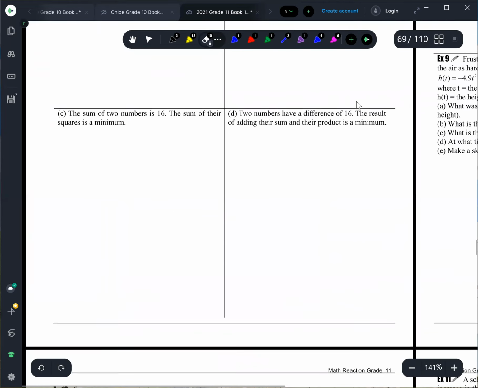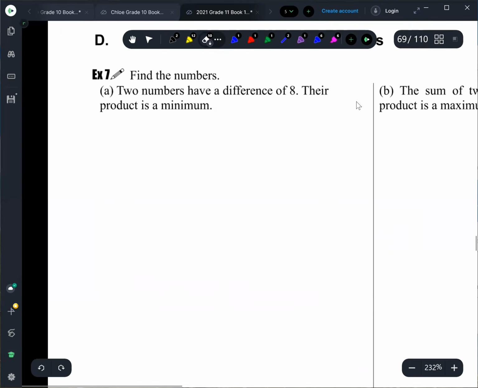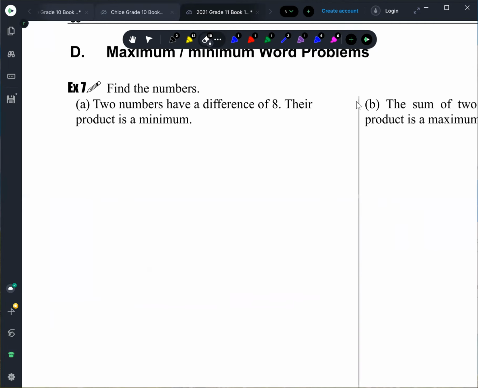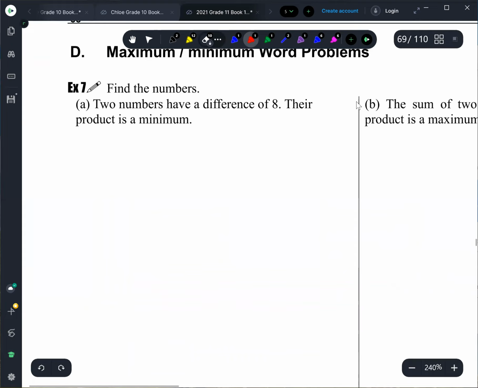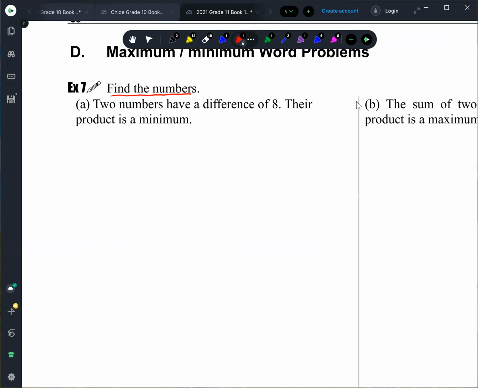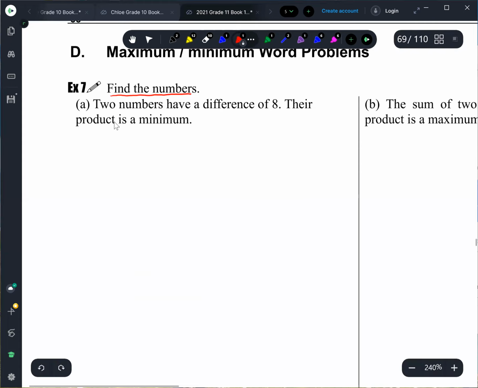Okay, so let's look at question A first. Here we want to find numbers. Pretty straightforward. Of course, they give you some information about what numbers you want to find, some clues. So let's have one of you read it out. Henry, can you read out question A? Two numbers have a difference of 8. Their product is a minimum.